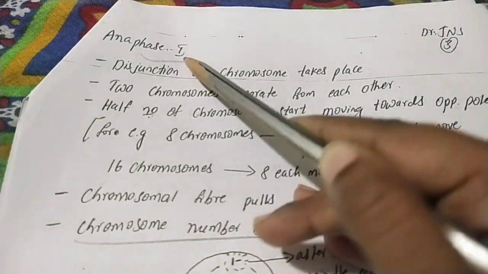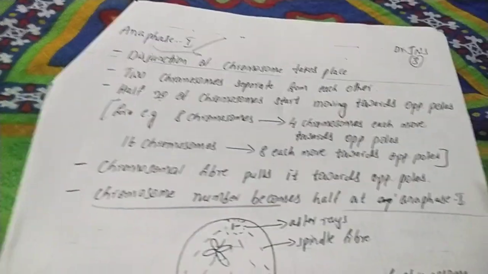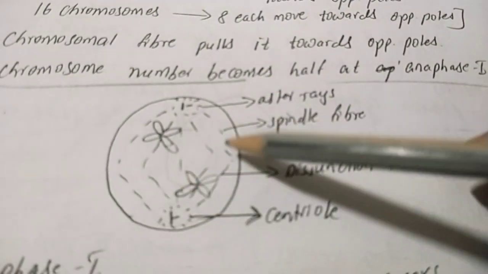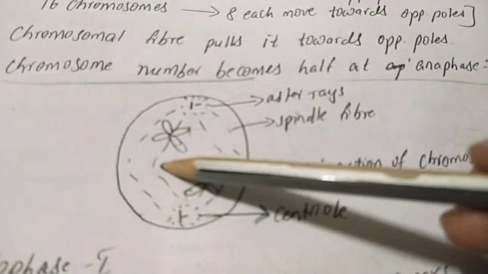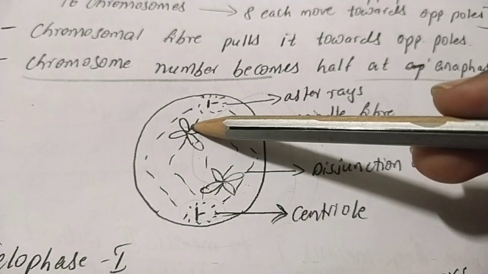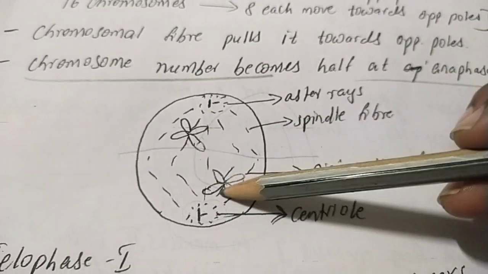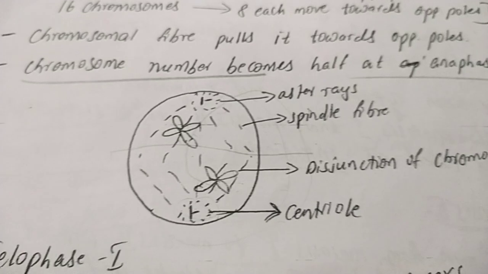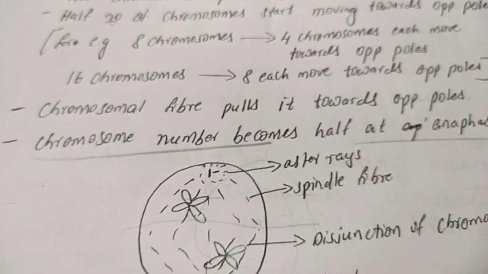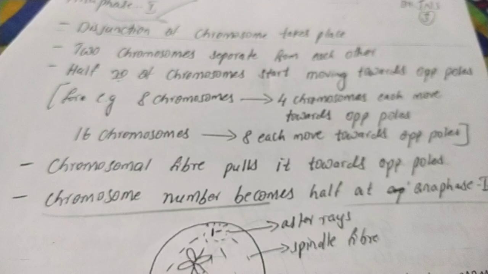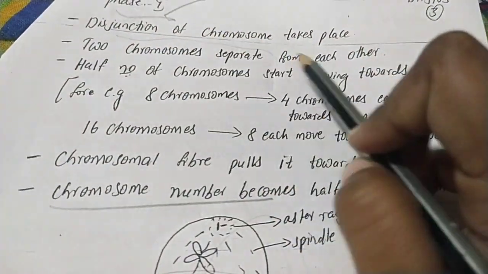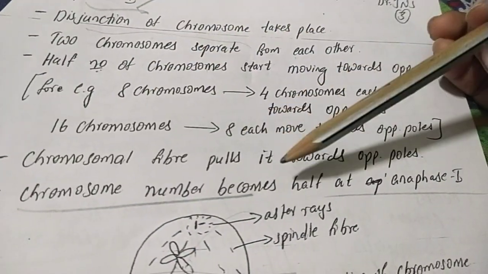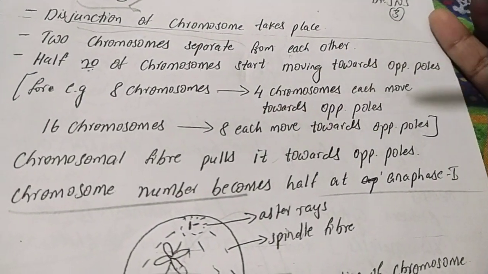Next is anaphase 1. In anaphase 1, you can observe this diagram. The two chromosomes have been separated. They were arranged in the equatorial region, but here they separate, and disjunction of chromosomes takes place. Two chromosomes separate from each other, and the spindle fibers pull them towards opposite poles.